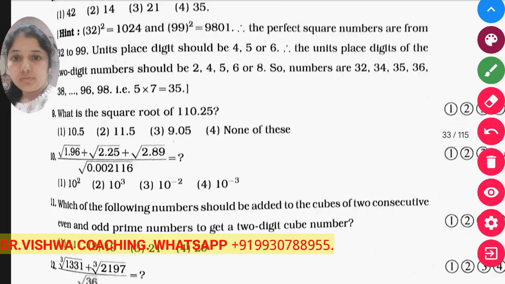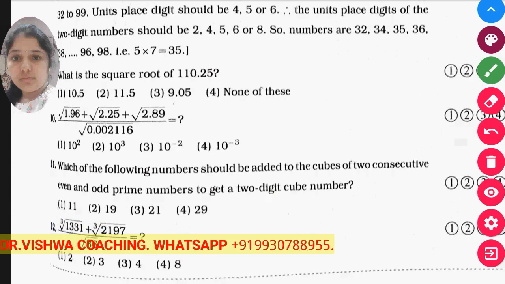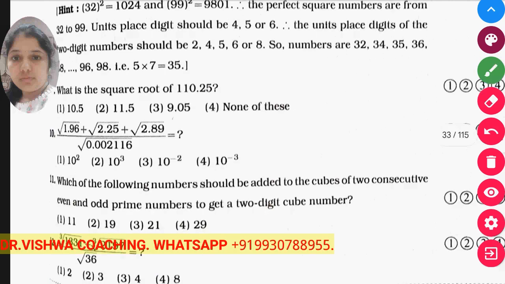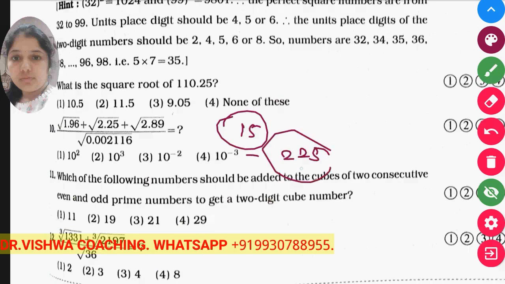Now see the next one. The square root of this number we have to find, which is near to 100, means 10, 11. This 25 square root is 5. Now 110, you have to find the square root of 110. So 10 square is 100 and 15 square is 225. So 110 is in between 100 and 225. So 11.5 may be your answer.